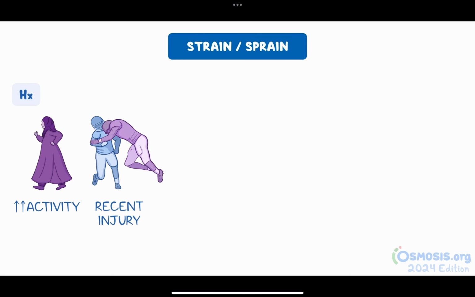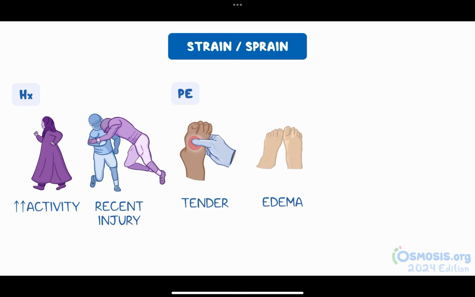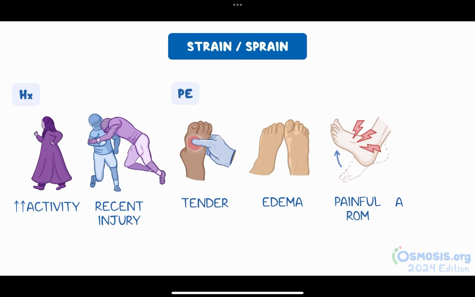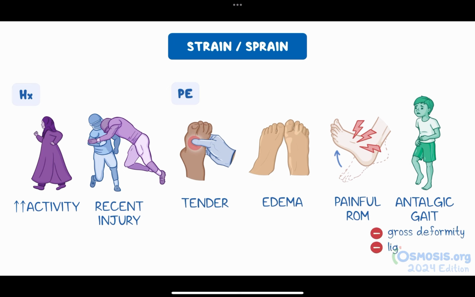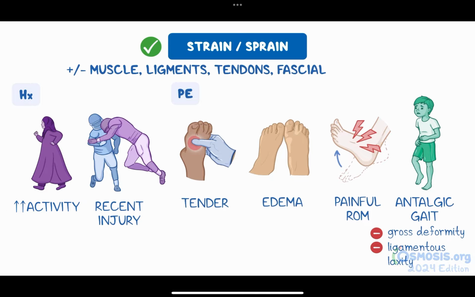Alright, now let's move on to strains and sprains. These patients may report increased activity or a recent injury. The exam often reveals tenderness to palpation, edema, painful range of motion, and antalgic gait, or walking with a limp due to pain but without any gross deformity or significant ligamentous laxity. If this is the case, diagnose a strain or sprain which may affect muscle, ligaments, tendons, and fascial structures.